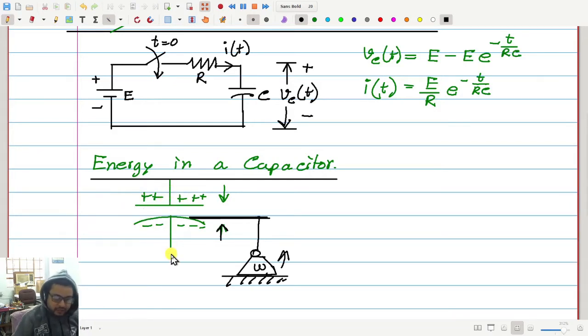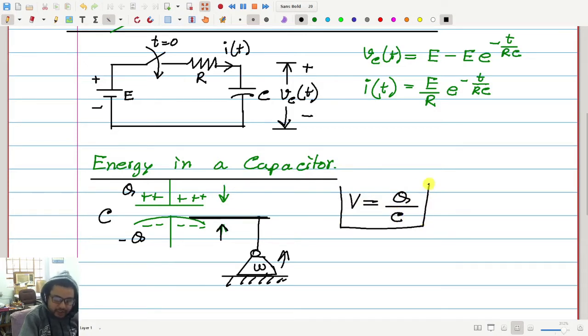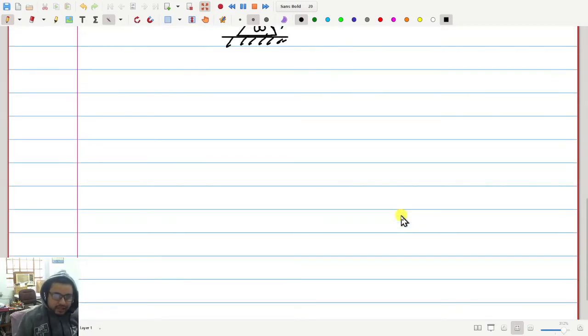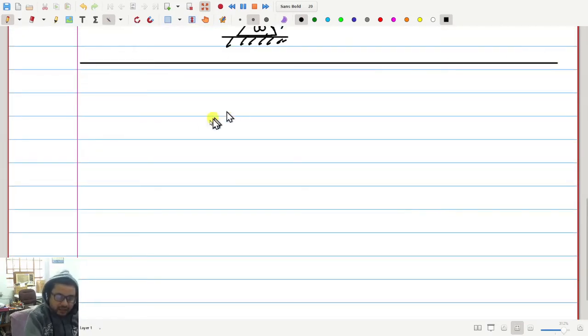Now let me call the capacitance C and let the charge be plus and minus Q, and then we know that voltage is given by Q divided by C. So this is the relation between charge, voltage and capacitance. Now let us imagine that we have a parallel plate capacitor and it is gradually charged.